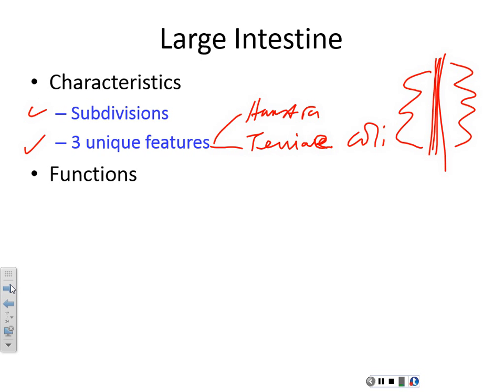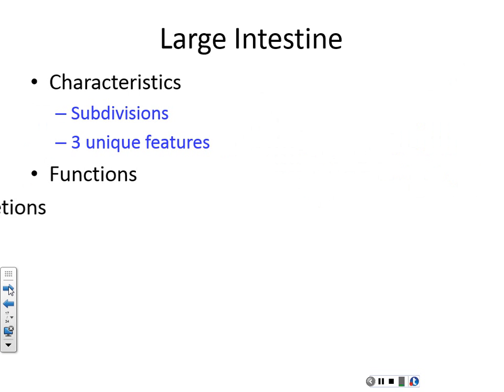Okay, and then what is the third feature of this? I normally like to ask, can you tell me about the unique feature? Crypts is not, but they do have crypts, though, that produce mucus and whatnot. It's the epiploic appendages. I normally like to ask this question about this. The epiploic appendages don't have a function. They're just fat pockets lined by connective tissue, the function of which is not quite known, but they are there.